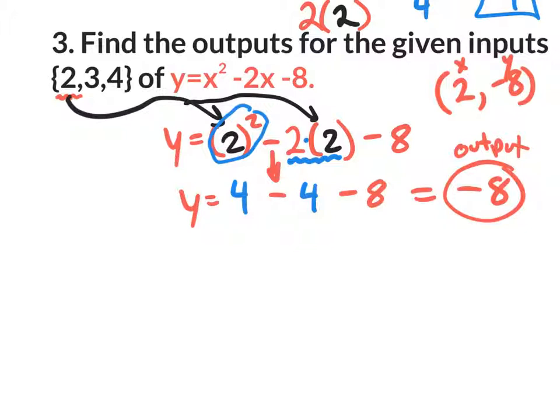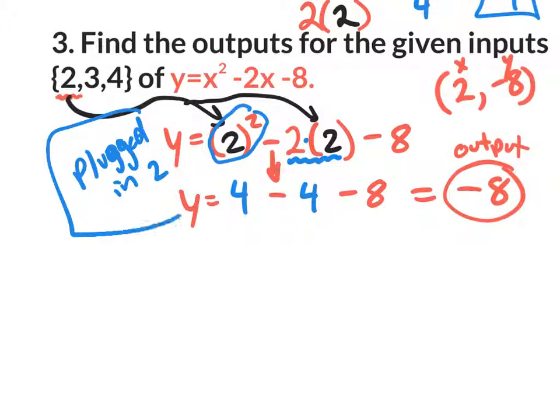But they want all the outputs for the given inputs. So far, we just found one of them. We plugged in 2, and we got out negative 8. We still need to plug in 3 and plug in 4. So let me just write some notes here to myself. I plugged in 2 right here. And let me plug in 3 and 4. So let me rewrite it. Y equals parenthesis squared minus 2 times parenthesis minus 8.